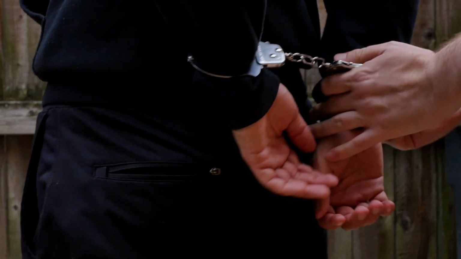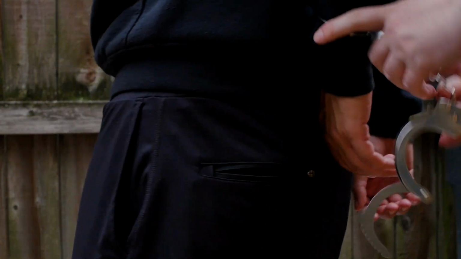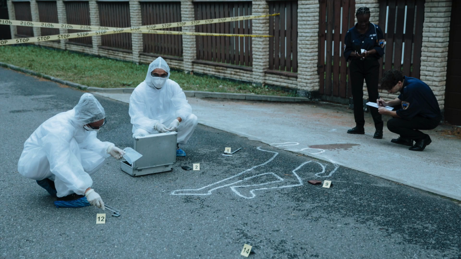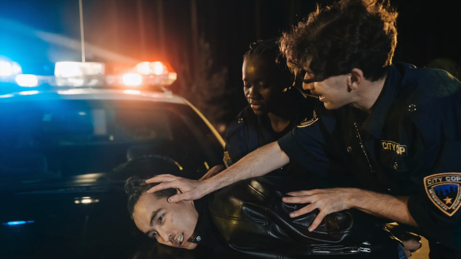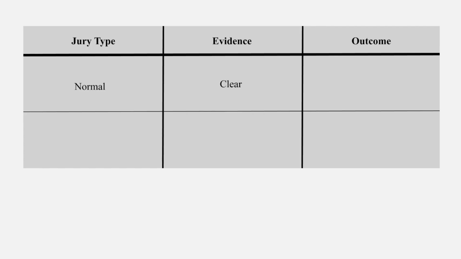Did you know a jury can acquit someone, even if they clearly broke the law? To be more specific, say a person is convicted of murder. If the evidence clearly shows the person is guilty, a normal jury will vote that the person is guilty.